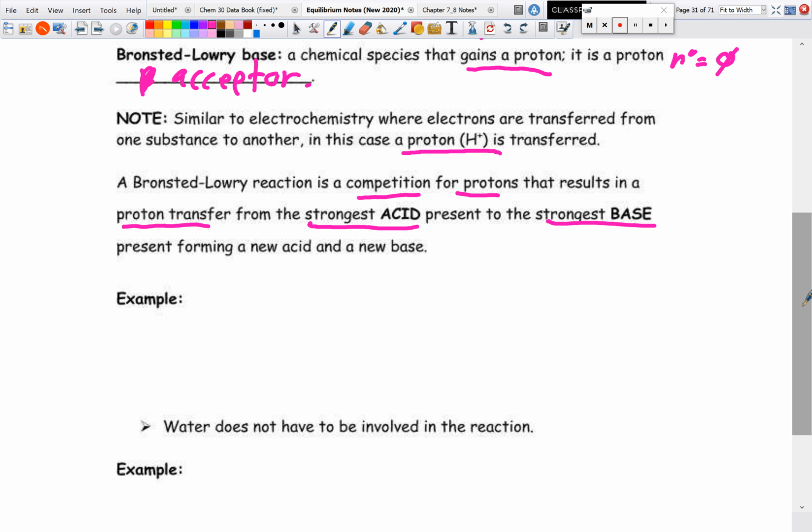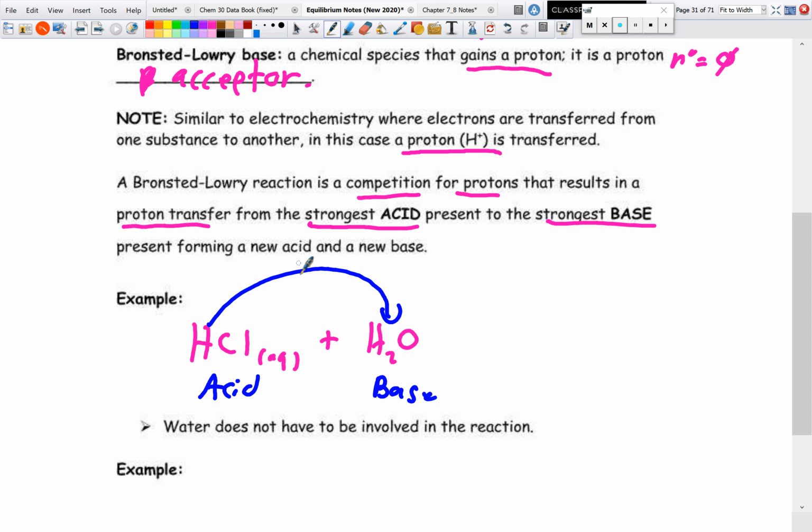So for example, we've seen this before. If we had HCl, hydrochloric acid, dissolved in water, we know this is going to be the acid, and this is going to act as the base. We're going to get this hydrogen ion transfer from our hydrochloric acid to our water molecule. And of course this creates our Cl minus and our hydronium ion. Now I use a single arrow here and not an equilibrium because we know HCl is a strong acid, so it ionizes 100%.